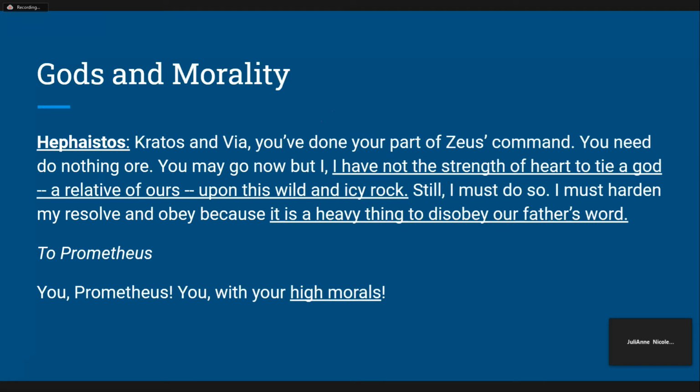I have not the strength of heart to tie a relative of ours, and yet that is contrasted with it is a heavy thing to disobey our father. With this, I wanted to point out being able to specifically point to somewhere in the text where you get your ideas. So considering these underlined parts, I'm sure it'll be pretty similar responses, but does anyone have anything else they want to add or point out with the text? Again, this is an exercise in close reading.